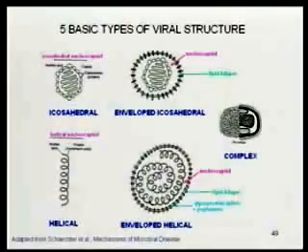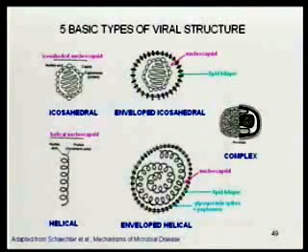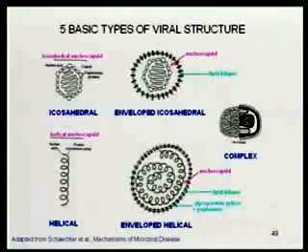So that leaves us with 5 basic types of viral structure. You can have an icosahedral nucleocapsid or a helical nucleocapsid. These can be enveloped or non-enveloped. And then you have Mr. Complex over here, the pox viruses. That's it. So all of those viruses that we had there fall into one of these groups.